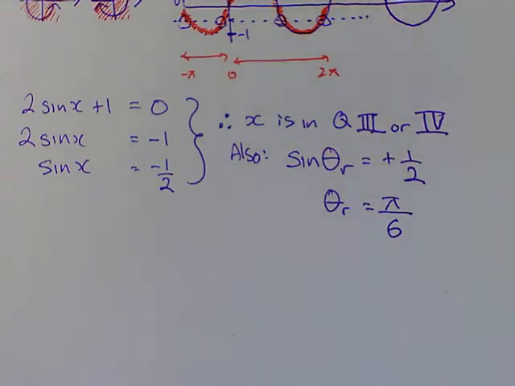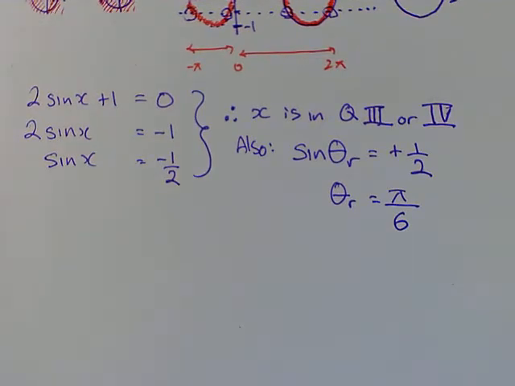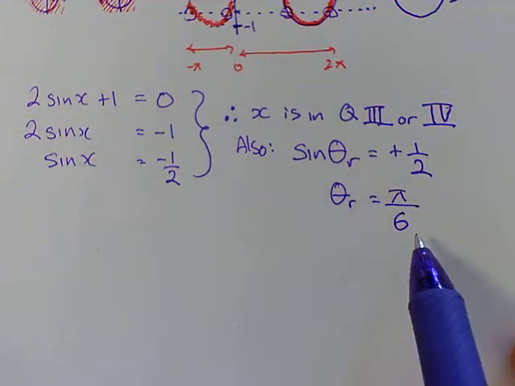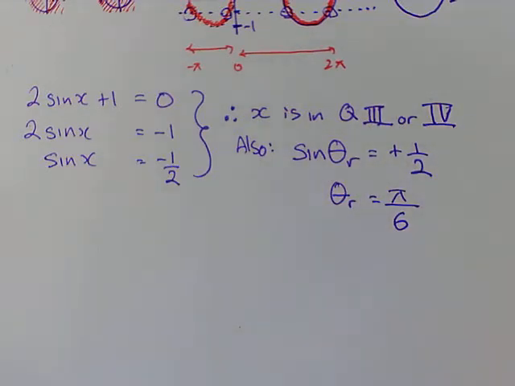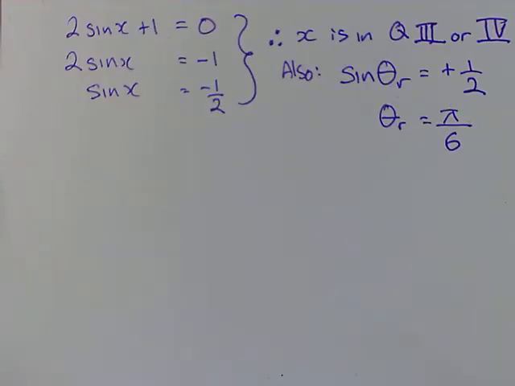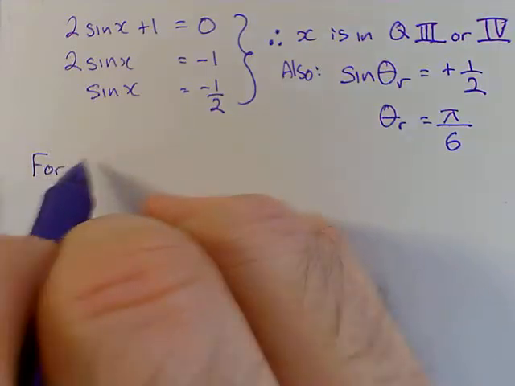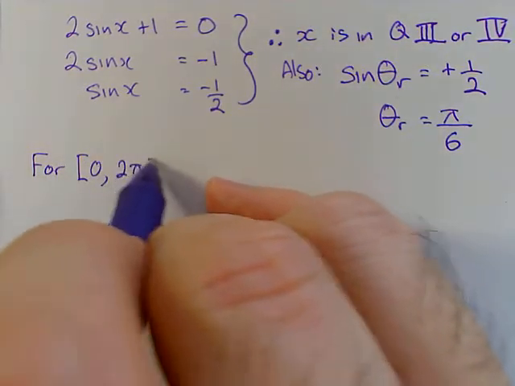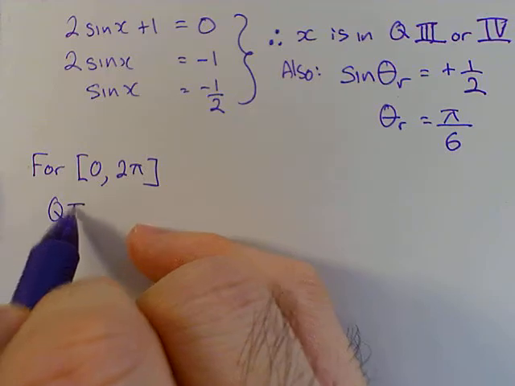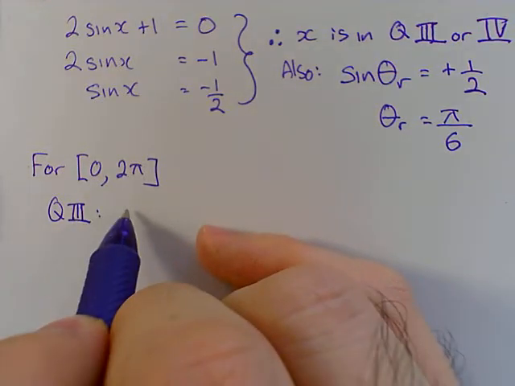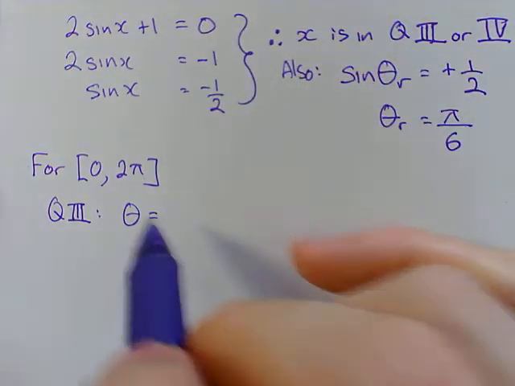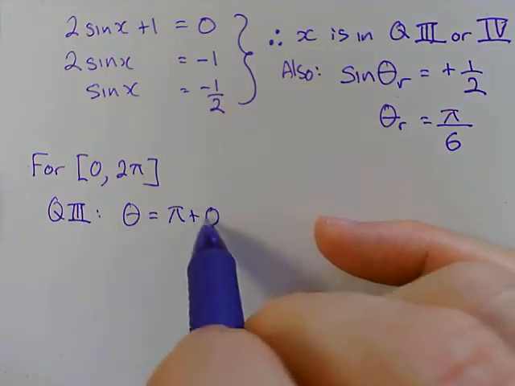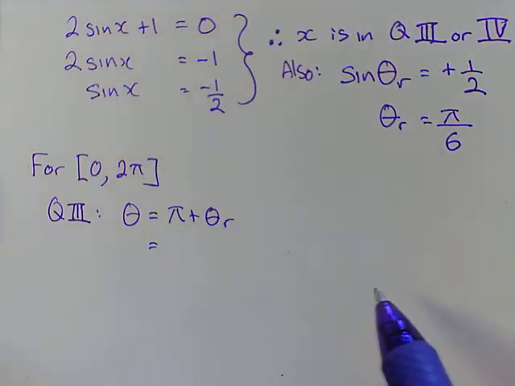30, yes, pi/6. Good. This is my acute related angle. I am going to apply this angle into quadrant 3 and quadrant 4. That will be theta is equal to pi plus the acute related. So it's pi plus pi/6.